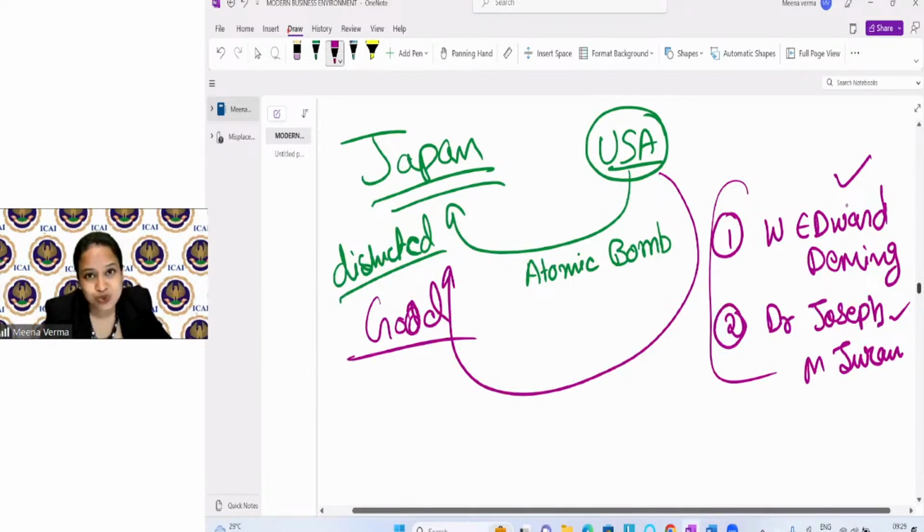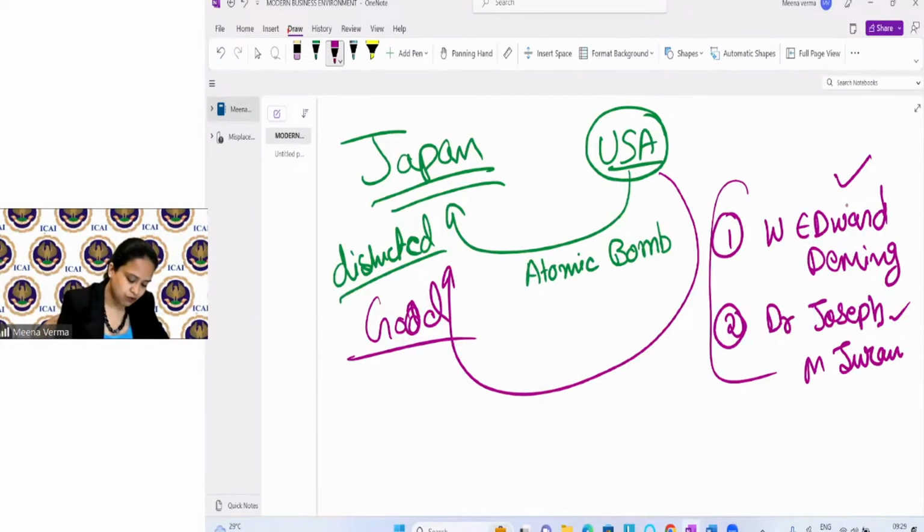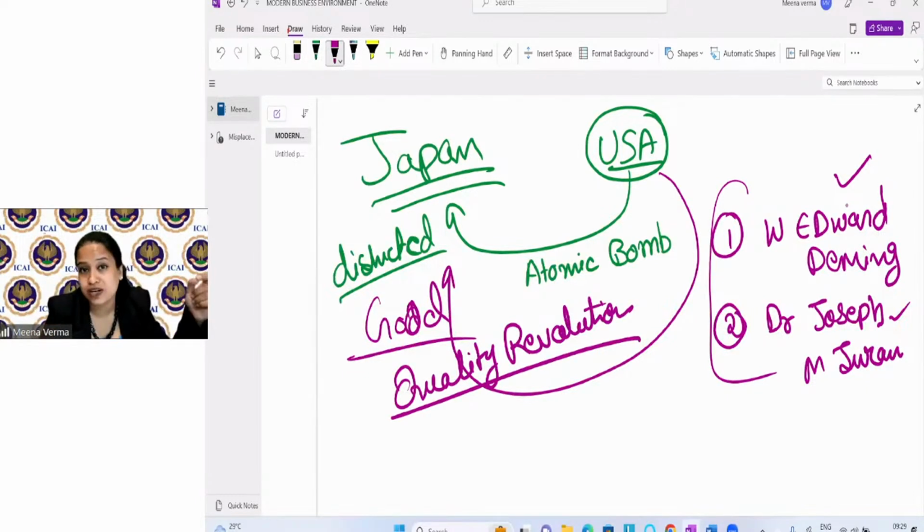They gave such good strategies and sessions, which helped Japan have a quality revolution in their country. These two people are responsible for all the quality revolution in Japan. They have done such amazing work. They went into Japanese companies and gave their sessions there.